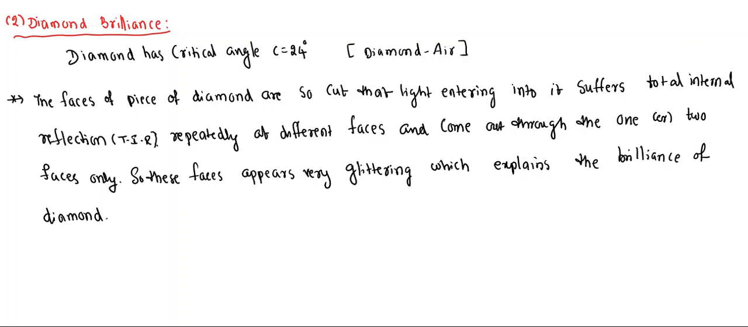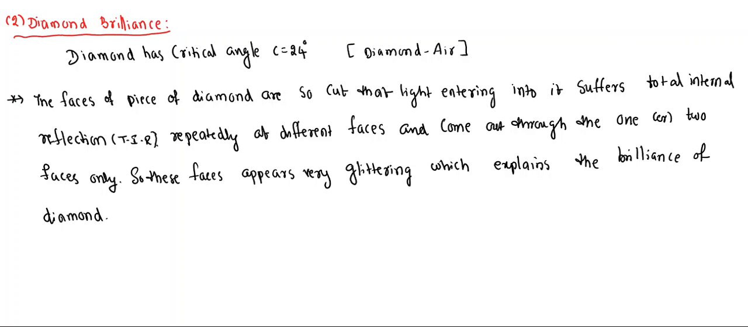Now let us see how the diamond is cut. The diamond cutting is very important. The faces of the diamond are cut in such a way that the angle of incidence of the light ray must be greater than the critical angle. At that moment, at almost every face, the light undergoes total internal reflection, and the light comes out through only one or two faces, and those faces will appear with more brilliance.